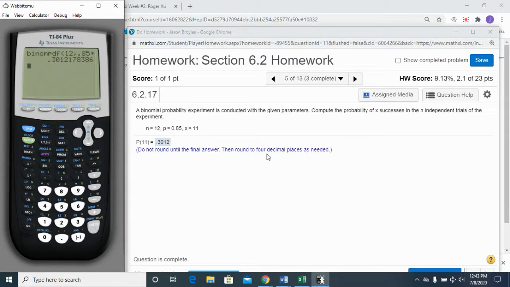Round it to 4 decimal places, as it asks, so we get 0.3012. So that's for one specific x value. Pay very close attention to that x equals 11 right there.